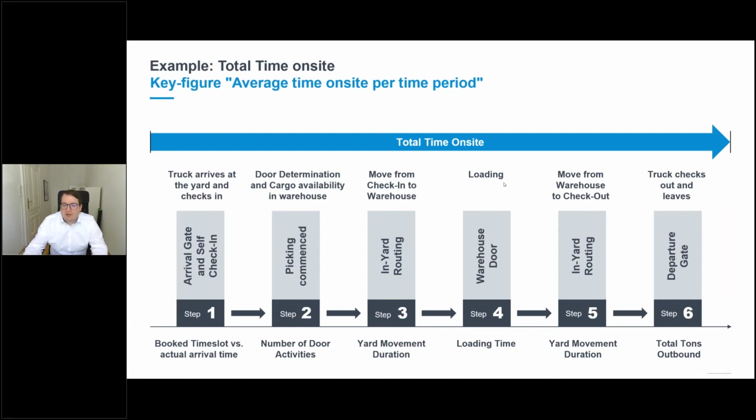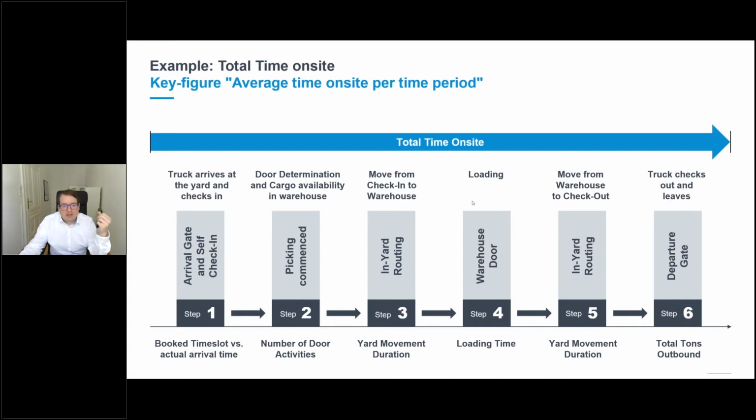So warehouse people are actively loading the truck at the warehouse gate. After the loading is completed, there would be the move again from the warehouse door back to the checkout area, with the in-yard routing. And step 6, the final step in our example, at the departure gate, the truck checks out and leaves. What does the total of this give us?